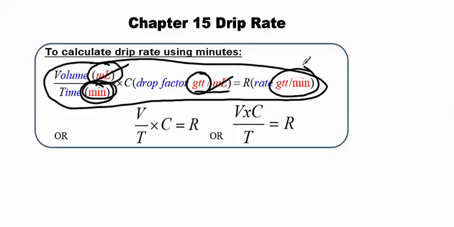Now, a short way to write that formula is just volume over time, so V divided by T times C, the calibration or drop factor, would be equal to the drip rate. Or you could multiply the volume times the calibration first and then divide by time in minutes to get the rate.